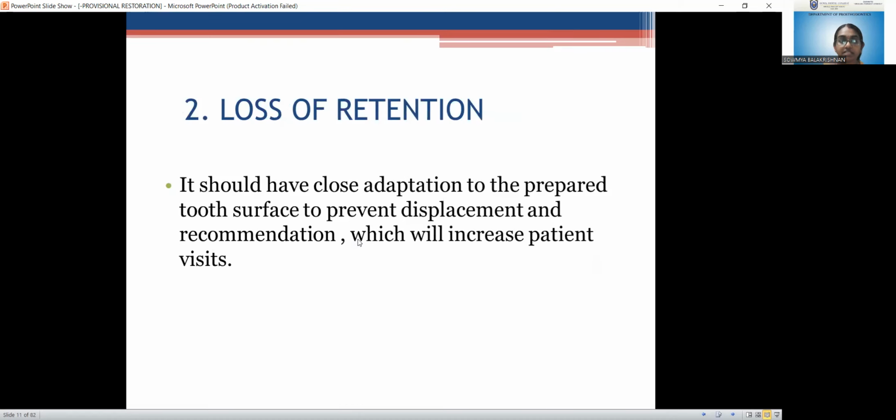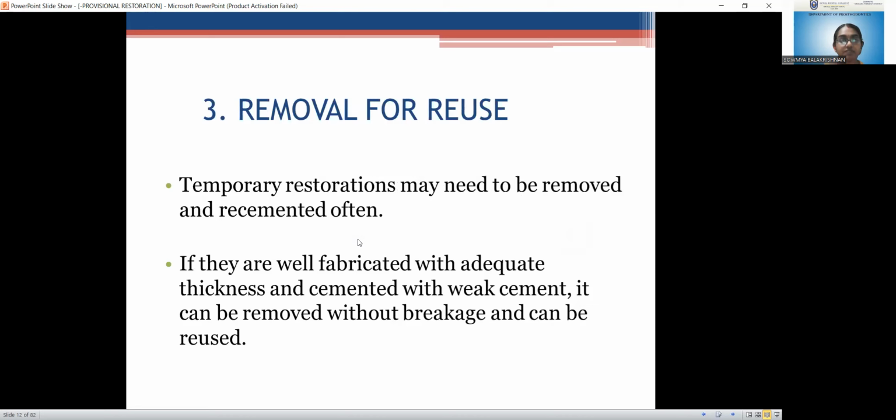And the next factor is loss of retention. That means it should have a close adaptation to the prepared tooth surface so that there is no dislodgement, which would increase the patient visits. Then coming to the next factor, removal for reuse. Whenever needed, we have to remove the temporary restoration and re-cement it whenever required.